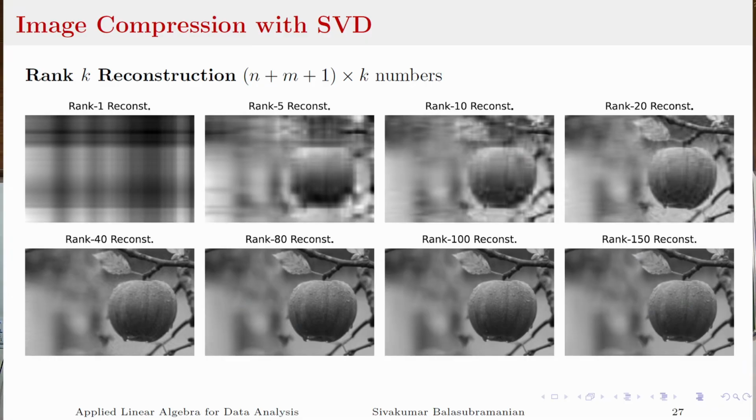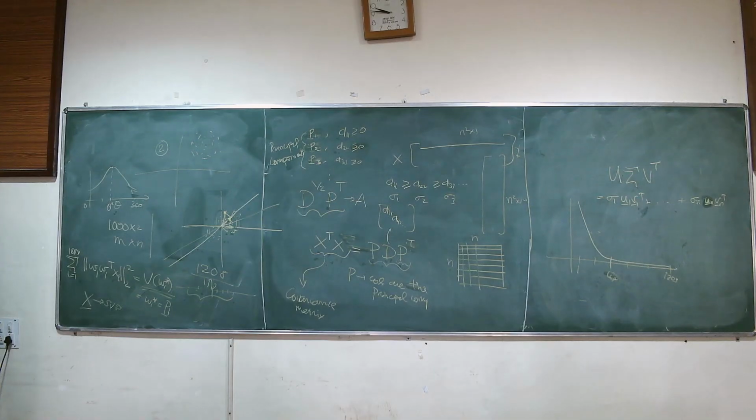This again is made possible because this data lies along a lower dimensional subspace. And SVD allows you to identify that structure and have a compressed representation for your data. Okay, that's all I had.